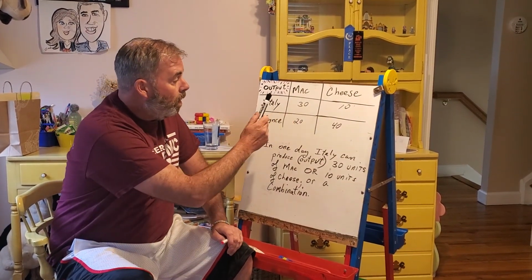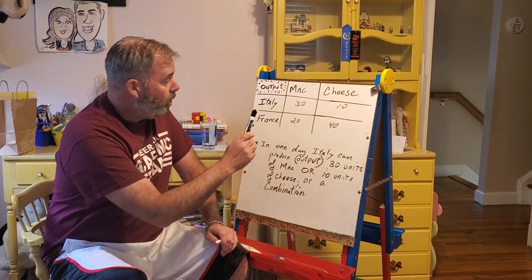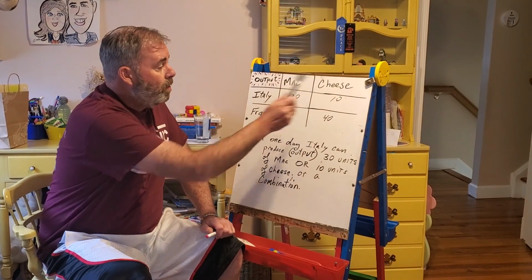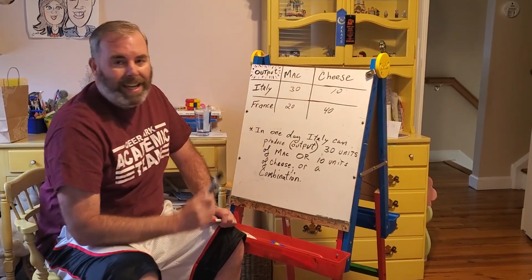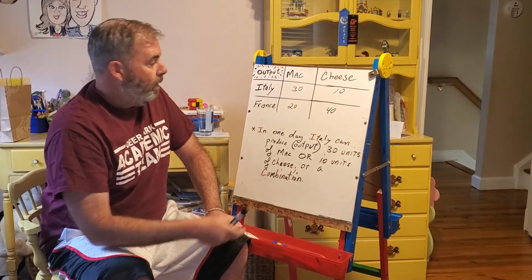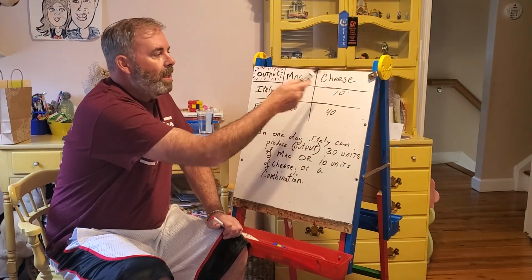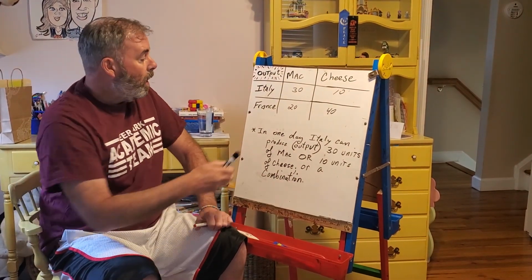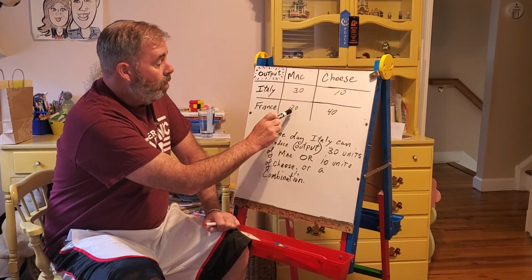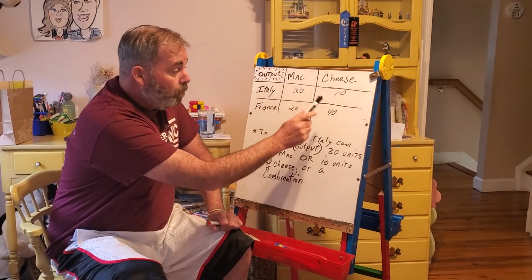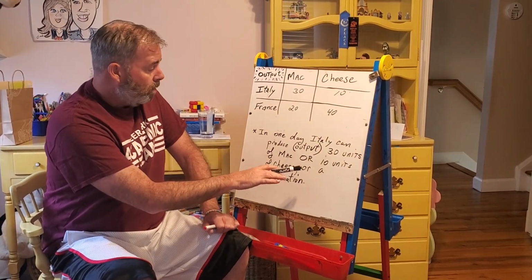So let's assume we have two countries and only two countries, and we have two goods produced, macaroni and cheese. Let's say that Italy can produce 30 units of macaroni in a day. Let's say Italy can produce 10 units of cheese in a day. In the same day, for example, France can only produce 20 units of macaroni, or it could produce 40 units of cheese. So just have a look at the notes here because I'm going to erase them.